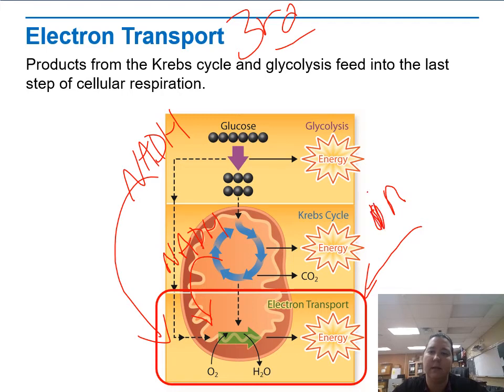This is where the bulk of our ATP is made, and I have a picture of that on the next slide. What's happening is that NADH has brought all of that energy to the electron transport chain, and it's releasing it to make the ATP.